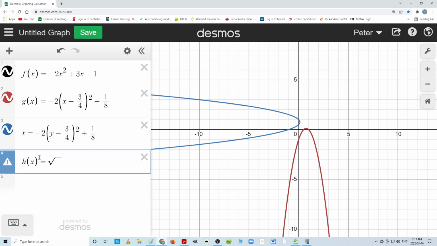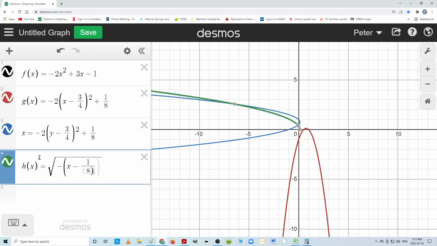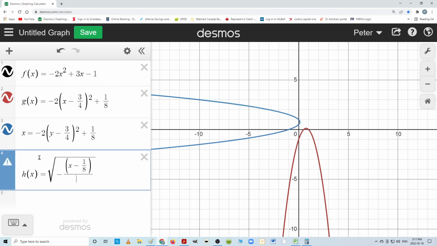Square root minus x minus an eighth, all divided by 2, outside the brackets, plus 3/4. There we go. There's the inverse, and here's the blue line. So you can see that I got it right.